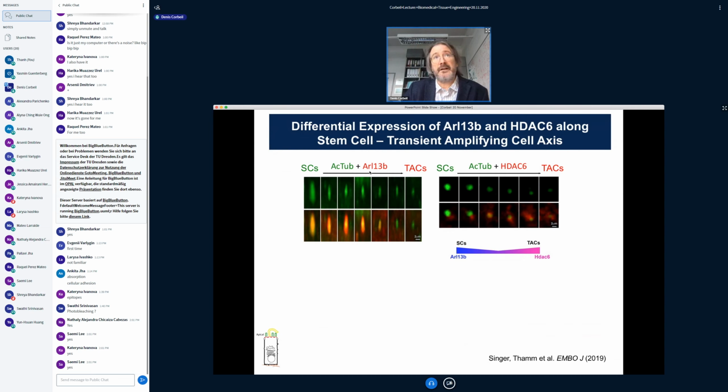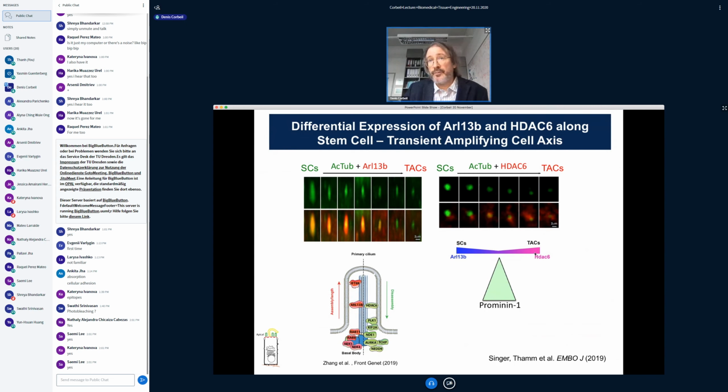So from the stem cell to the transient amplifying cell, you have two proteins, one involved in primary cilium formation and one involved in the disassembly of the primary cilia. We propose that in this case prominin 1, by binding these two proteins, can play a role in the formation and disassembly of the primary cilia. More IL-13B here, you make the assembly. More histone 6 here, disassembly, and prominin can play a role there.